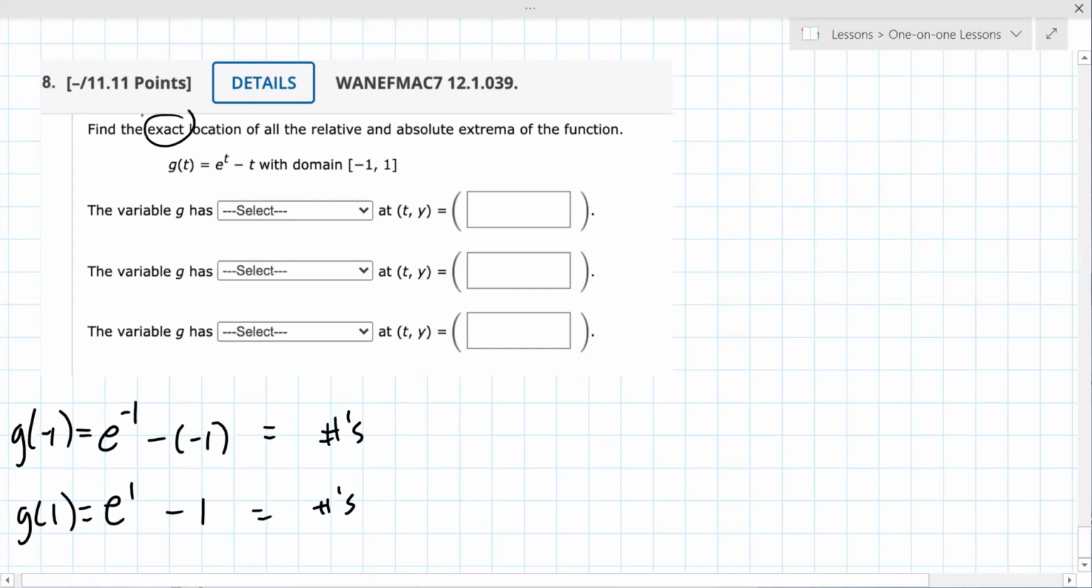Actually, they want exact, so this is e to the -1, which is 1 over e plus 1, and this is e minus 1. You'll probably want to go to your calculator just to get an approximation for these. This one is going to be around 1.33. This one's going to be around 2.78-ish. So we have an idea of whether something's bigger or smaller.